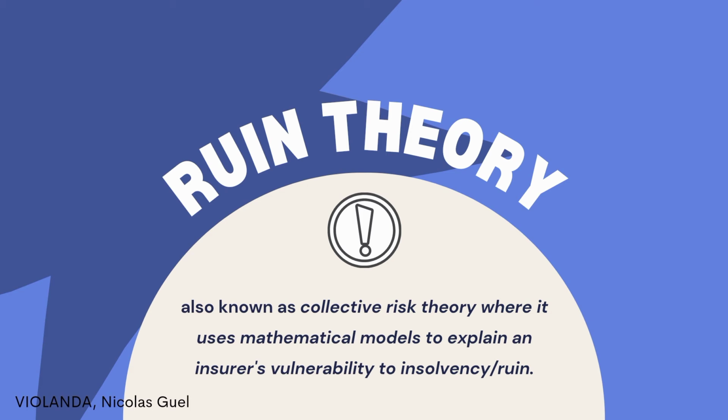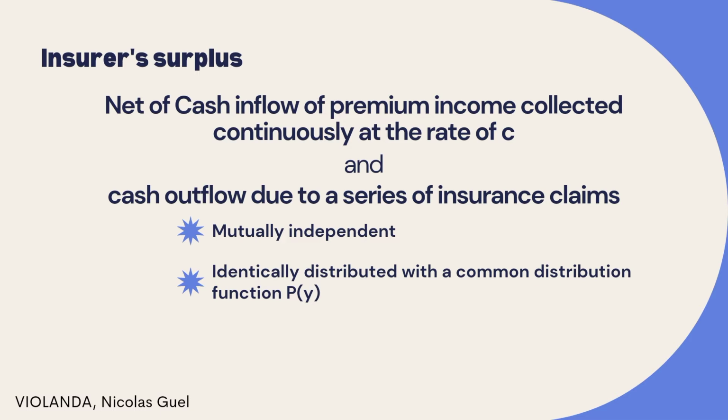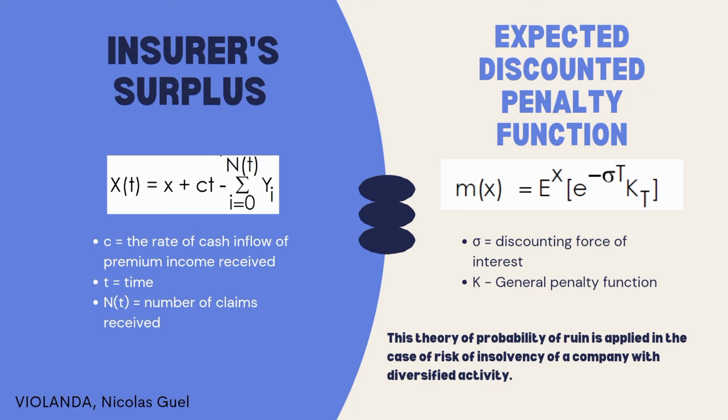Ruin theory, also known as collective risk theory, was developed by the insurance industry, where it uses mathematical models to explain an insurer's vulnerability to insolvency or ruin. Normally, the insurer's surplus is computed as the net cash inflow of premium income collected continuously at the rate of c and cash outflow due to a series of insurance claims that are mutually independent and identically distributed with a common distribution function. In this slide, we see two formulas to get the insurer surplus.